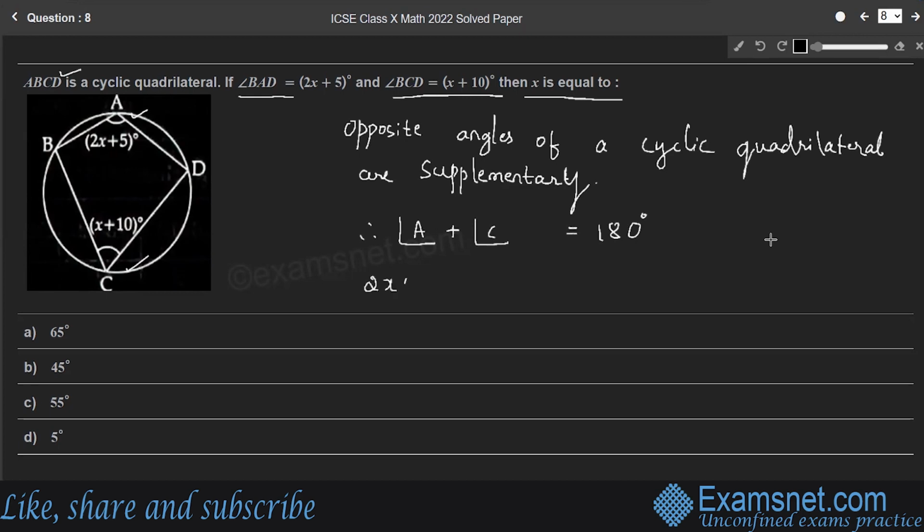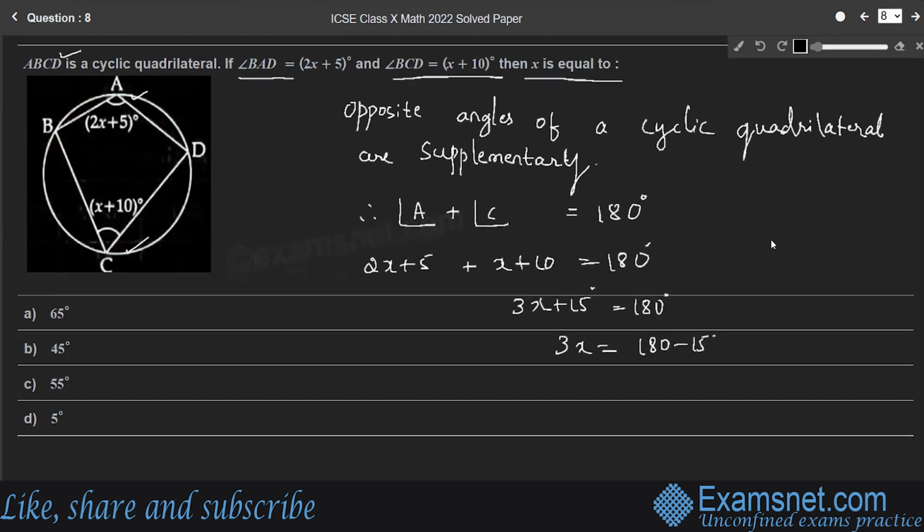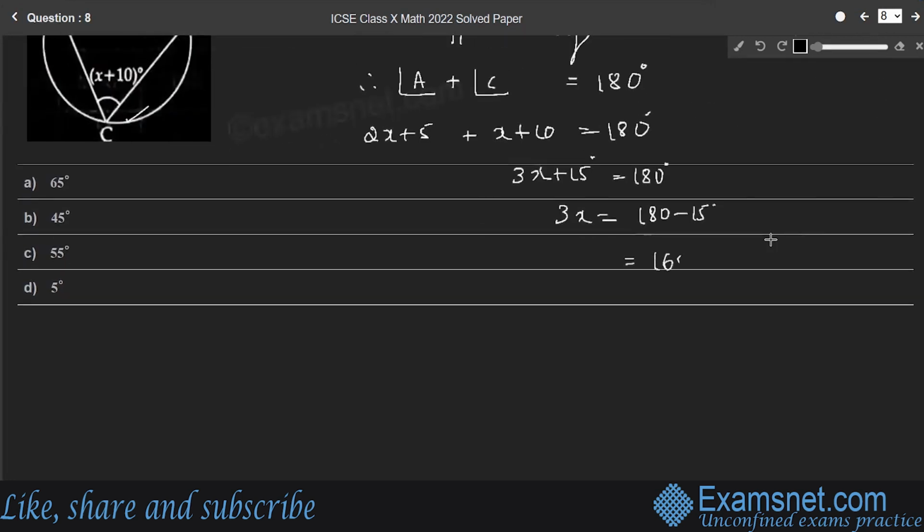Therefore, 2x plus 5 degree plus x plus 10 degree is equal to 180 degrees. So, 3x plus 15 is equal to 180 degrees. So, 3x is 180 minus 15, which is 165. x is equal to 165 by 3. So it is 55 degrees, right? So the value of x is 55 degrees, option C.